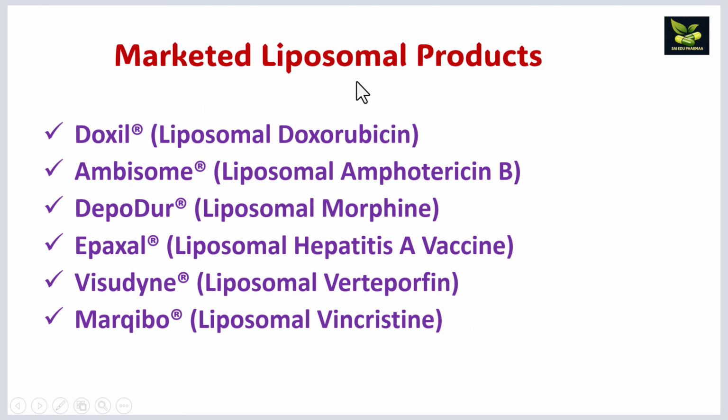Next, we will be seeing some of the marketed liposomal products and niosomal products. Example is Doxil, which is liposomal doxorubicin. Ambisome, it is liposomal amphotericin B. Depodur is liposomal morphine. Epaxal is liposomal hepatitis A vaccine. Visudyne is liposomal verteporfin. Marqibo is liposomal vincristine.